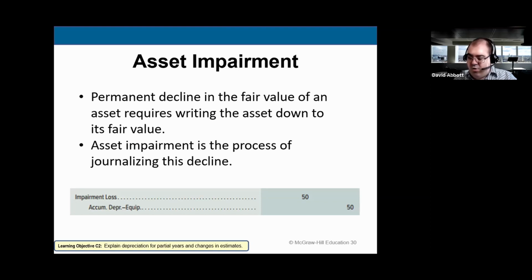When there is a permanent decline in the fair value of an asset relative to its book value, the company writes the asset down to this fair value. This is called an asset impairment. Assume equipment has a book value of $800 and a fair market value of $750. Thus, a $50 decline in market value meets the impairment test.